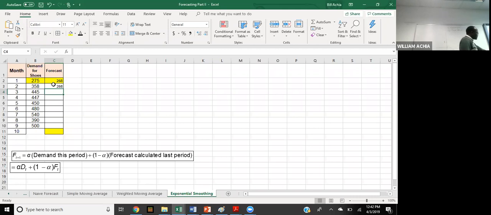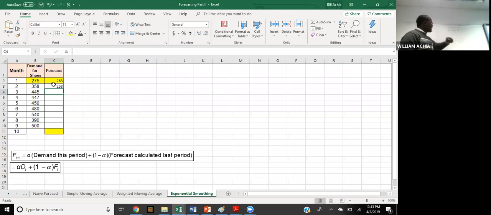What we have here is a smoothing constant, and that smoothing constant will always be between 0 and 1, okay? So the formula for exponential smoothing is that smoothing constant, whatever you choose it to be, multiplied by your demand. And to that, you're going to add (1 minus your smoothing constant) multiplied by your forecast in the current period, okay?